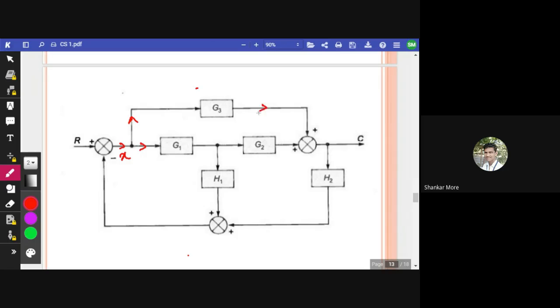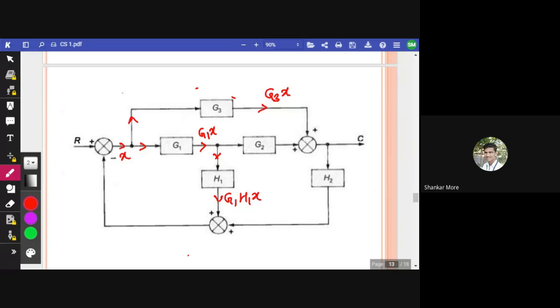So, what will be the output here? It will be G3 into X. In this branch, it will be G3 into X. Here, it will be G1 into X. All right. Now, this G1 into X goes here. It becomes G1 into H1 into X.